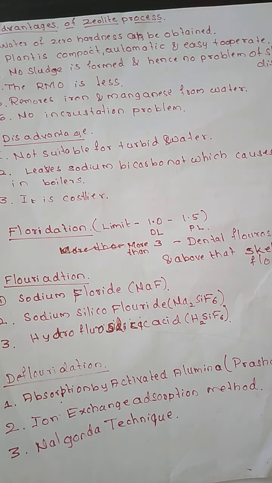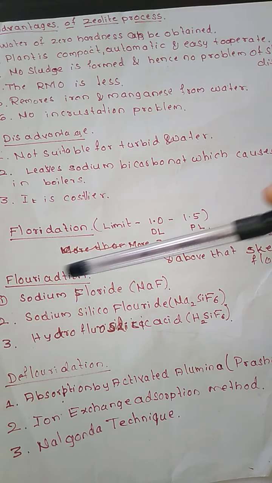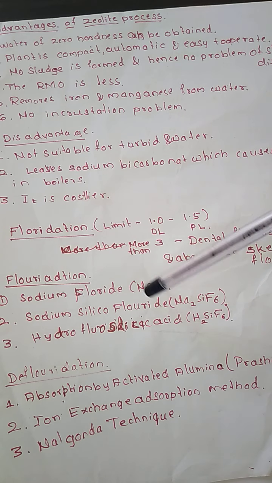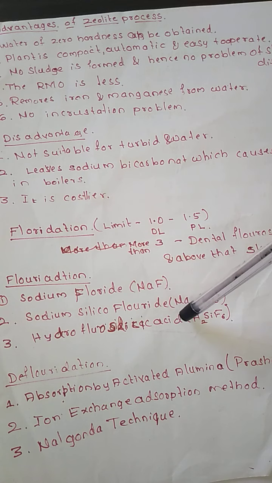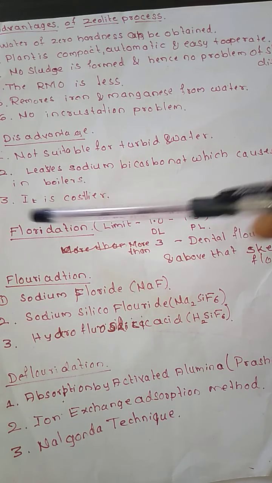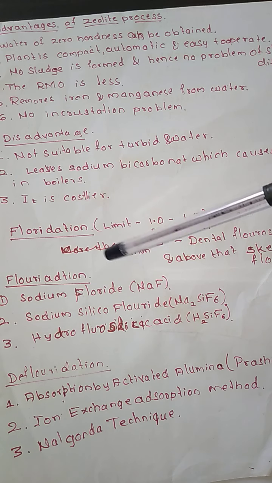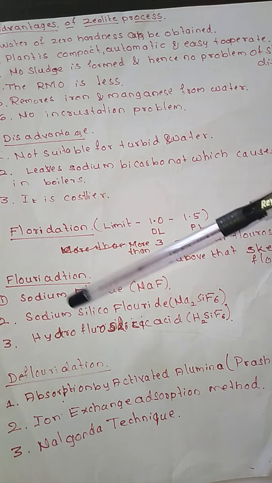If the fluoride content is less in water, we will be adding the fluoride from the outside. So how are we going to add it? By having the fluoride in the form of sodium fluoride, that is NaF. By having sodium silicofluoride, we are going to add it. Then hydrofluosilicic acid we are going to add. So this is regarding your fluoridation. If the fluoride content is less in water, we are going to supply it externally.